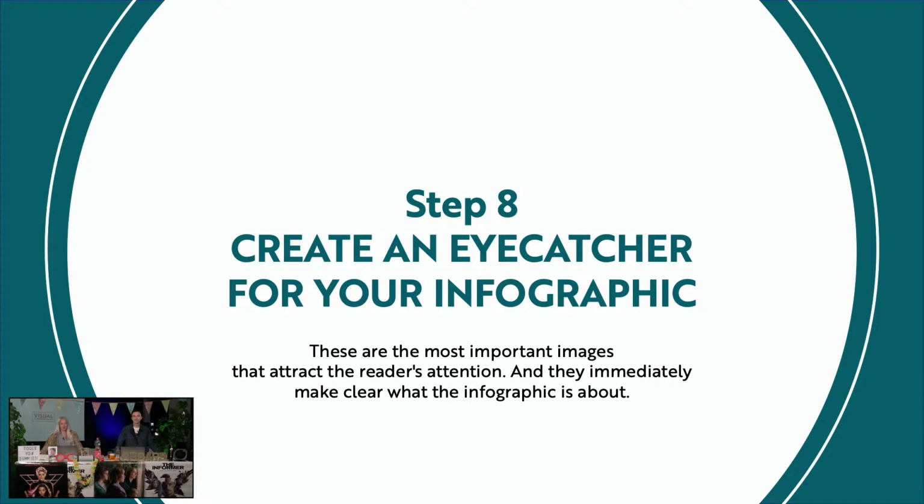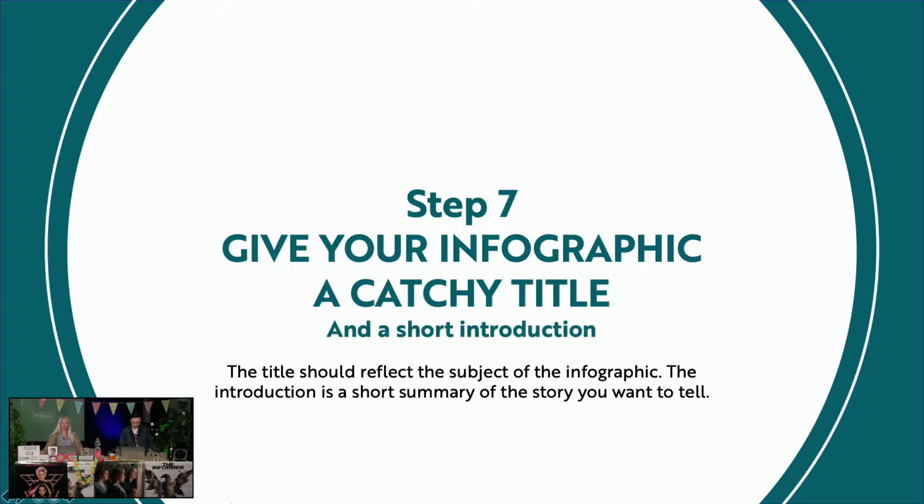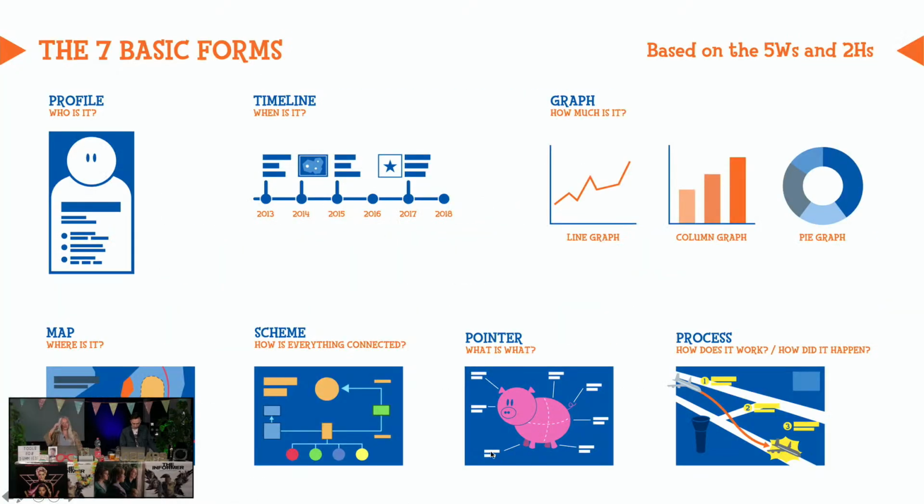Then we have step 8, create an eye catcher for your infographic. So if you're going to make a good infographic, mostly they have one eye catcher that immediately draws your attention. And these are the most important images or image that attracts the reader's attention. Yeah, as we saw with the chicken infographic, because the first thing I saw, or what most of you will see, is the chicken. And of course, images that you make bigger in an infographic are more important because they draw the attention towards it.